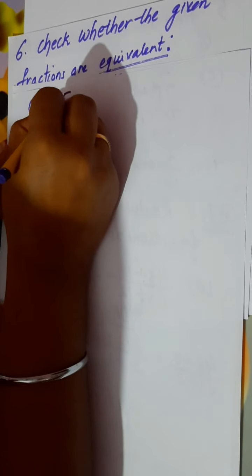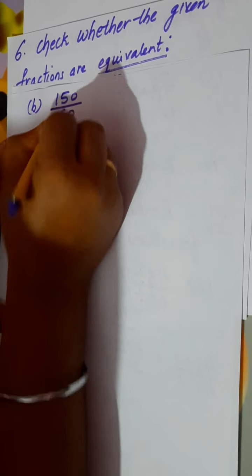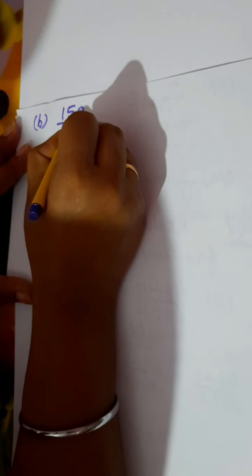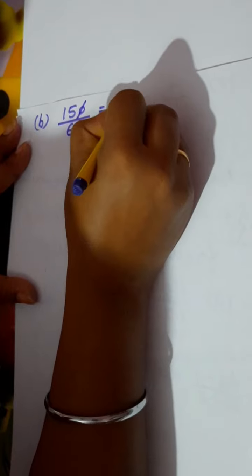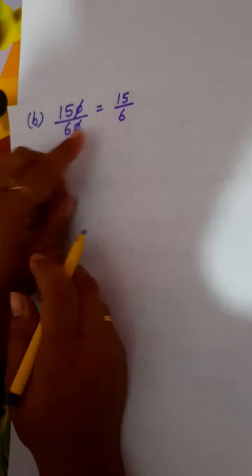Now next I have B part. 150 upon 60. You have to reduce this fraction. Now in this, at the end of the number we have 0. Again I have 0. In this case I just cancel out 0 with 0. So here I have 15 upon 6.